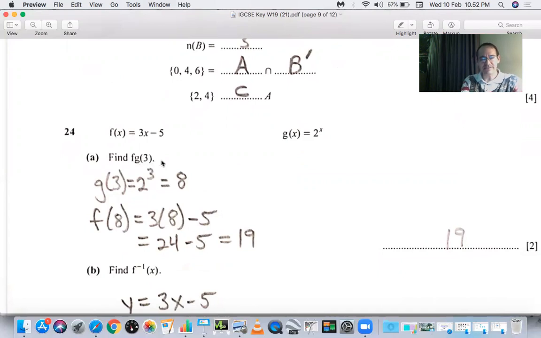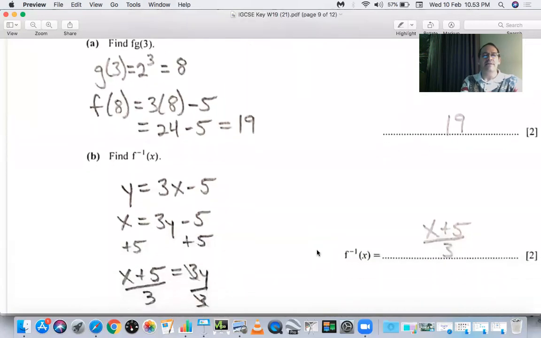This is a composite function. So with a composite function, which means you have a function within a function, you take the number, evaluate it for g first, then you plug that answer into f. So 3 into g. So when we put 3 into g of x, we get 2 cubed, which equals 8. Now we're going to take that value, 8, and put it into the f function. So f of 8 equals 3 times 8 minus 5. 24 minus 5 is 19.